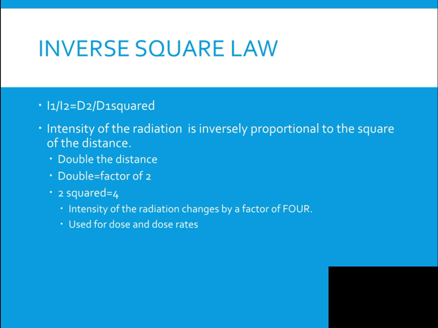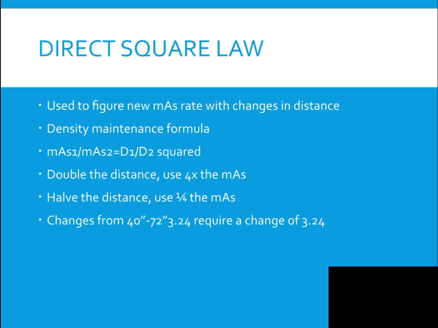So if you double your distance, then double of 2 means 4. If you double your distance, then your intensity is going to decrease by a factor of 4. So it's pretty dramatic. As one thing goes up, the other thing goes down. Don't forget to square it. Inverse square law, as your distance goes up, your intensity is always going to go down.